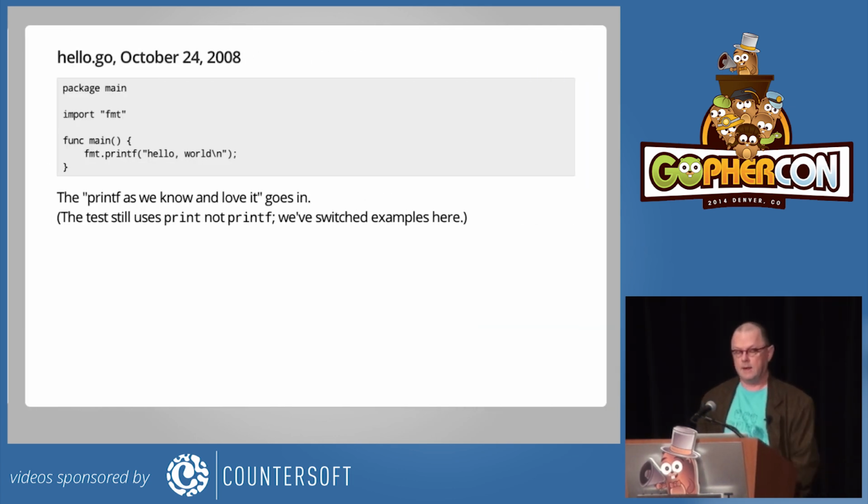But we're not done yet. On October 24th, 2008, I checked in a CL that read printf as we know and love it. And so from now on, we're talking about the printf version rather than the built-in print version of Hello World, which is not actually the way the test version runs, but it's the one we're going to talk about. And this is very close to today, except for two details. One is there's a lowercase p on the print, and there's a semicolon, but they went away.